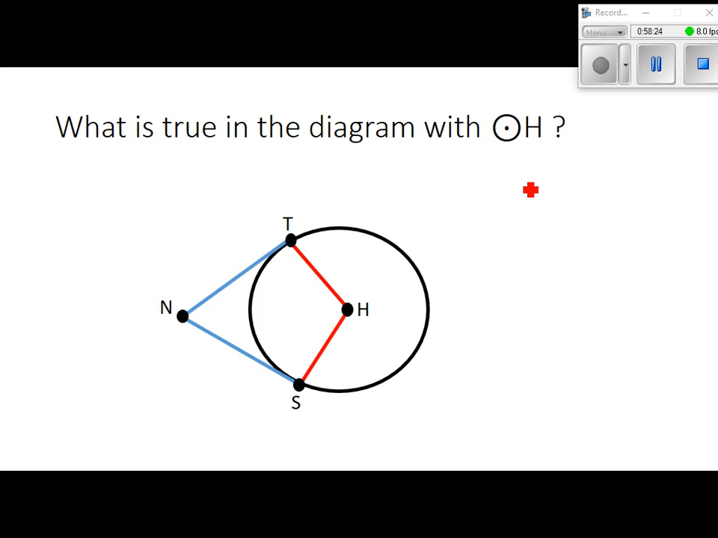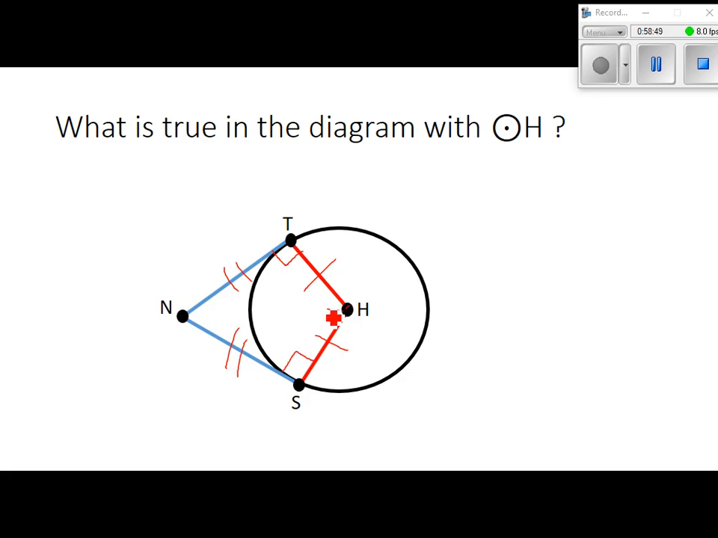Tell me something you know in this picture. The two radii are congruent, so let's mark them. The two outer ones are diagonal lines, tangent. Those two are congruent. They touch at S, so those two are right angles.